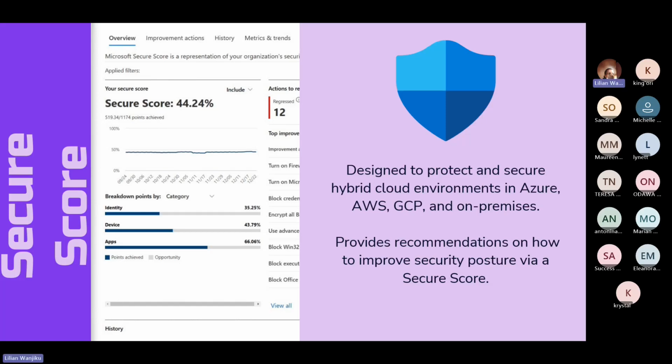It is designed to protect secure hybrid cloud environments in Azure, AWS, GCP, and on premises. So with this in mind, hybrid cloud environments are, let's say, an organization has decided to use the cloud and it has Azure, maybe AWS, and then it has an on-premise service. On-premise means that you have the servers required to host that cloud platform, that you yourself have the data center, you have everything set up on your own means.